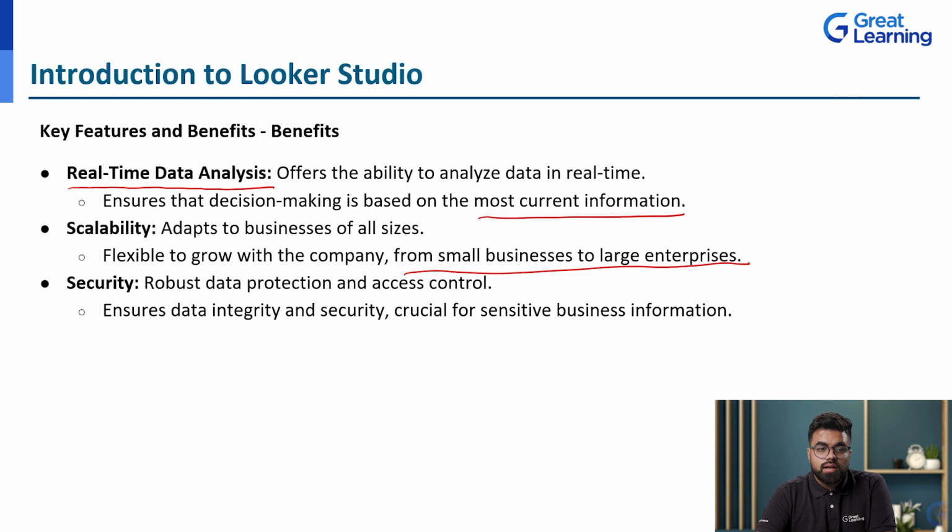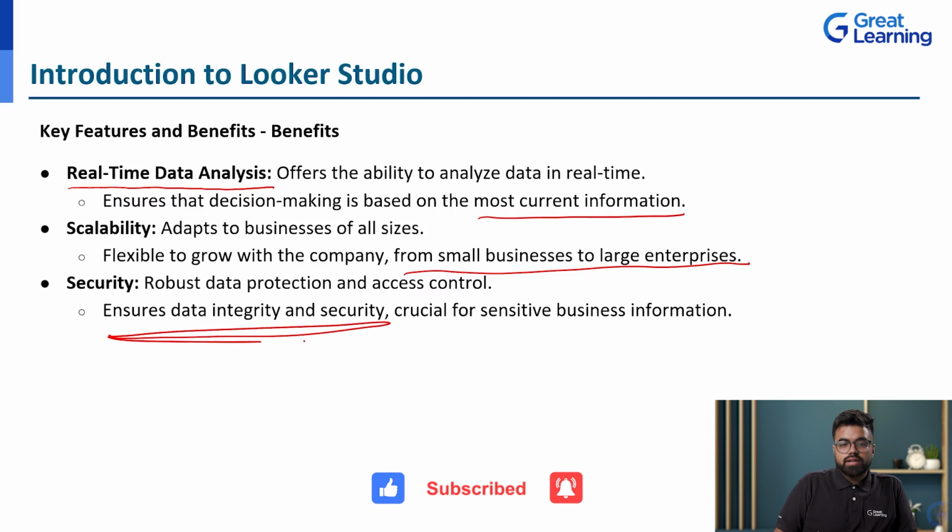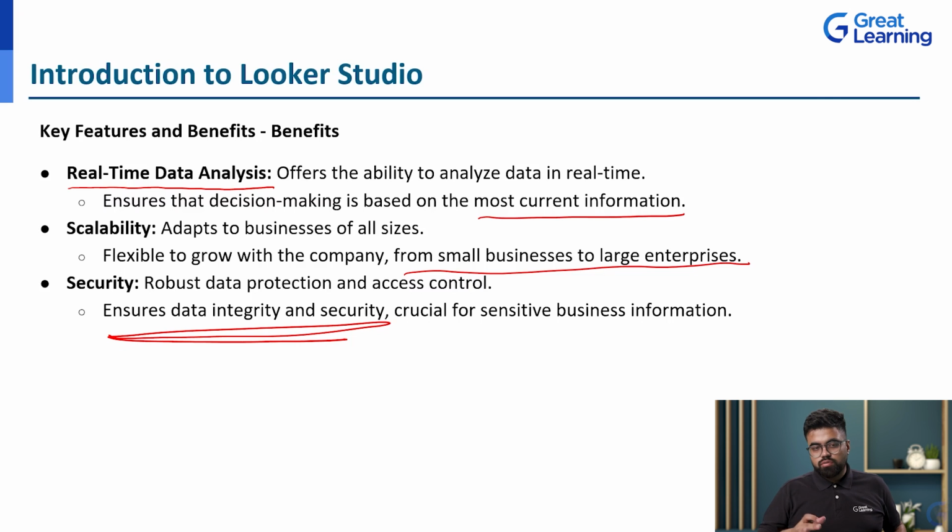Then comes security, right? It comes under the Google umbrella, as I mentioned. So the data protection is as per what Google is about. Robust data protection and access control ensure data integrity and security, crucial for sensitive business information, right? It maintains your data as it should be. It would not give it to third party users.